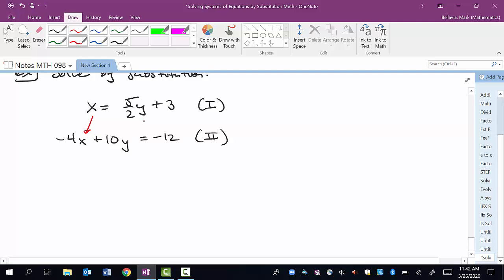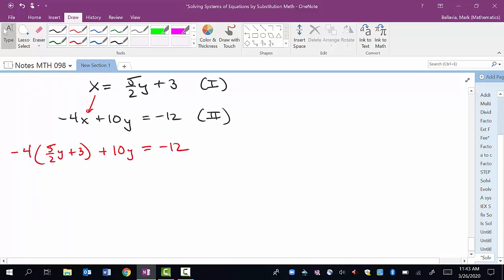So when I substitute, I'm really subbing in x into equation 2 now. I have negative 4 times, replacing x with what it's equal to, 5/2 y plus 3. Plus here we have 10y equals negative 12. So I'm just subbing in for that x value from equation 1. And then I'm going to distribute through. I want to solve for y. I have only y's in here.